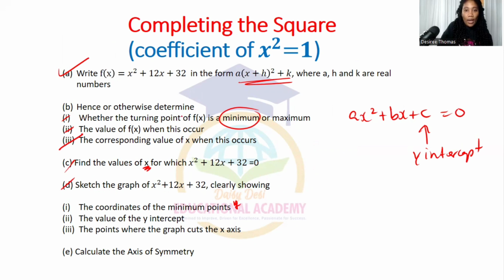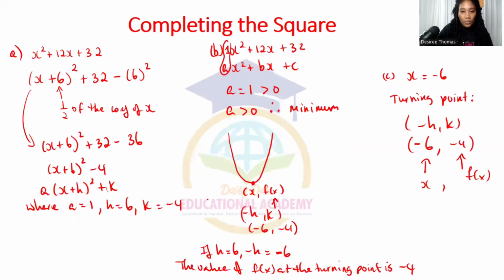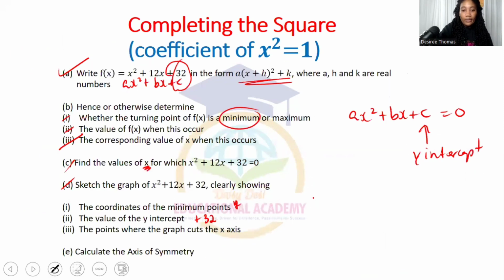Right. So our y-intercept in this case is c. Now this is in the form of ax squared plus bx plus c. So clearly c is equal to positive 32. So our y-intercept is positive 32. Our minimum point, we worked it out to be minus 6, minus 4. The question actually told us it's a minimum. So it gave away itself there. And we knew it was a minimum because a was greater than 0.